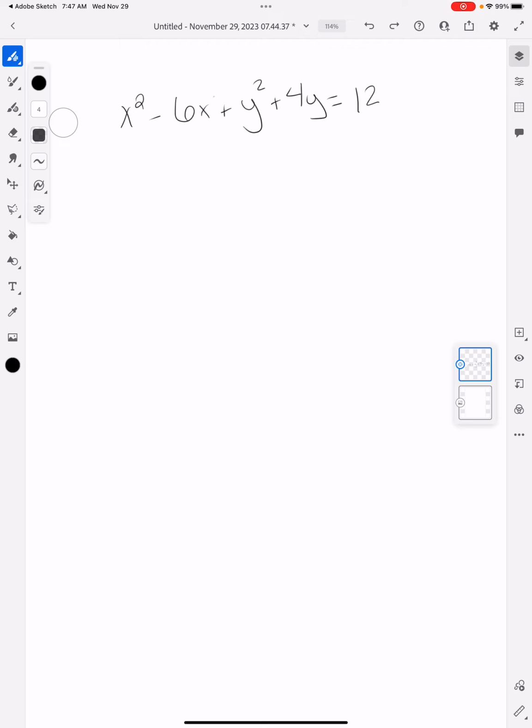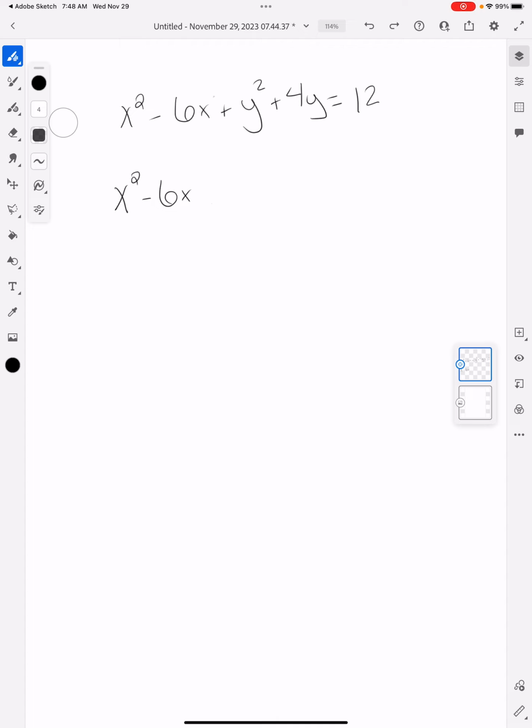Standard form. So the first step would be to look at the equation, and if there's no coefficient in front of x or y, it's a good hint that it's going to be a circle. And so what you want to do is get the x's and the y's next to one another. So the nice thing is I already have my x's and my y's next to one another.